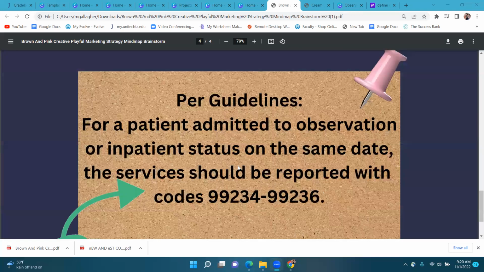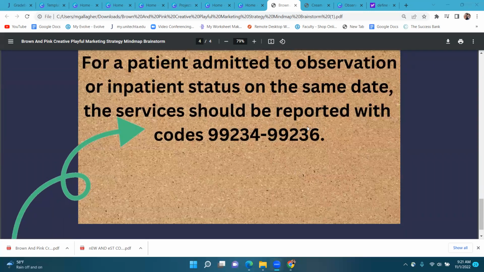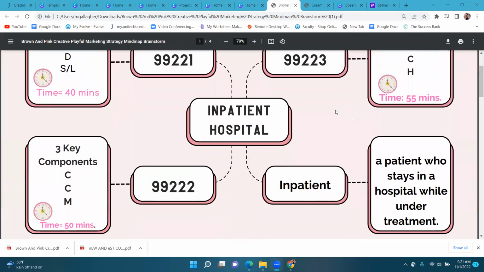So per guidelines, for a patient admitted to observation or inpatient status on the same day, the services should be reported with codes 99234 through 99236. All right, well, that is our mini lesson on inpatient hospital care.